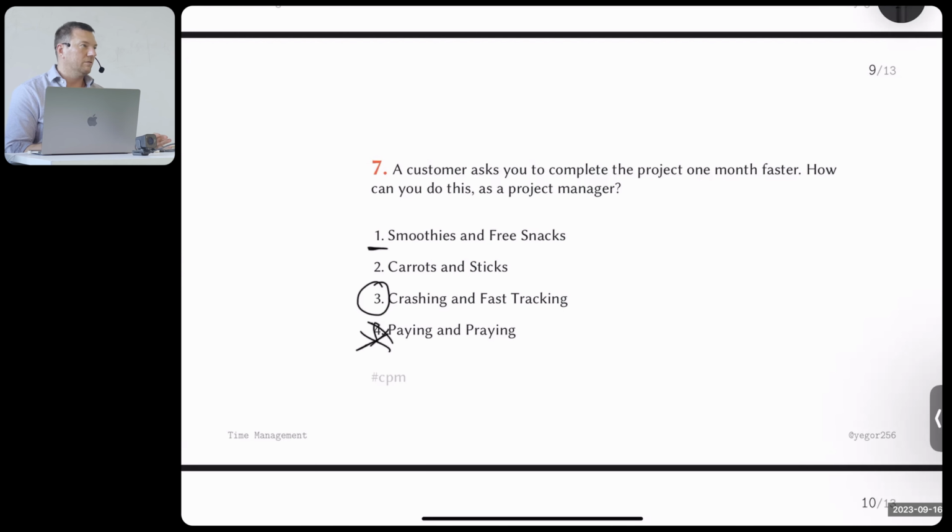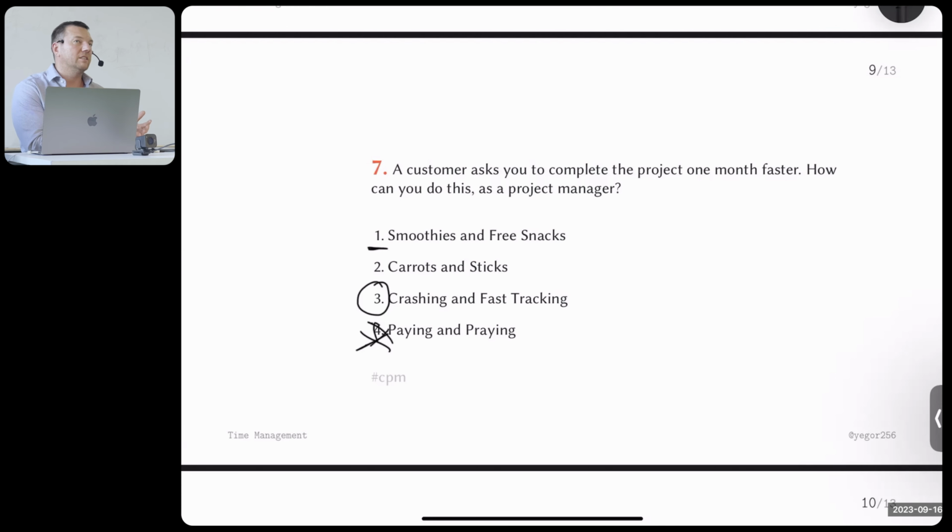Of course, they already agreed. But in this case, they ask you, but it doesn't mean that we, as project managers, are not allowed to make changes to the project baseline. So when they ask us to make it faster, our job is to say no and suggest a solution.